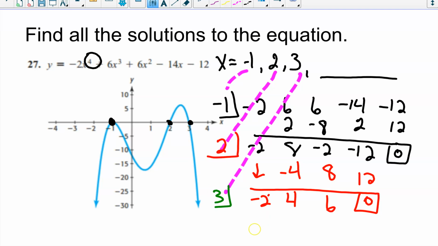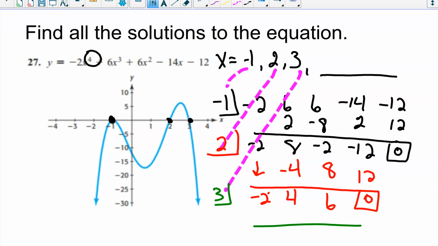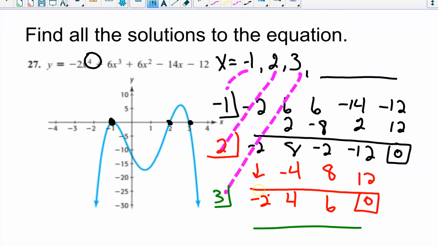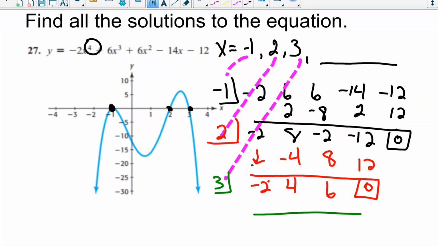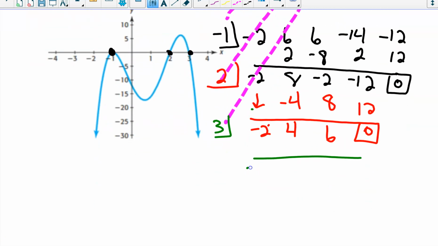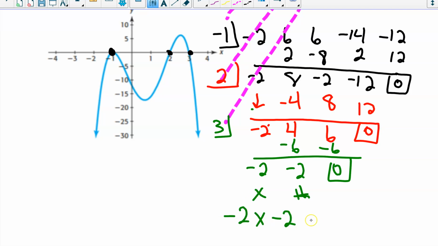And so now I have, oh, not sure why it's doing that. Stop it. 3 times -2 is -6. Add. 3 times -2 again is -6. Add. So now I end up with, this is my number, this is my x, so I end up with a -2x minus 2 as what I'm left with.